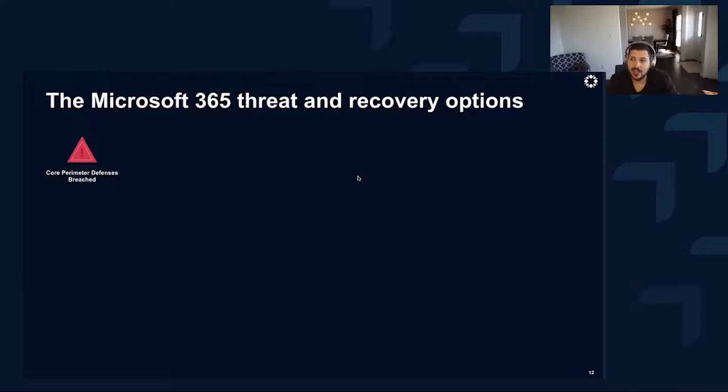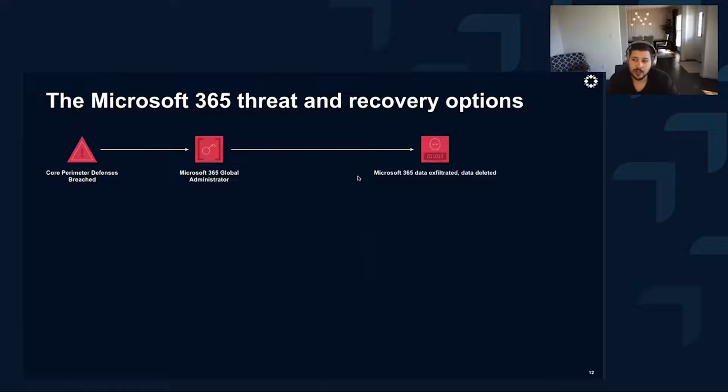So threat actors can get into your ecosystem through any number of means. Once they have that, we've seen them work their way up the stack to where they can get global admin access. At that point, they obviously have keys to the kingdom, so they can do different things like exfiltrate the data off of your platform, send it to their command and control servers, and then delete that data. Once that happens, you'll get the ransomware note, and then you have to figure out how to get that data back and get it back quickly.